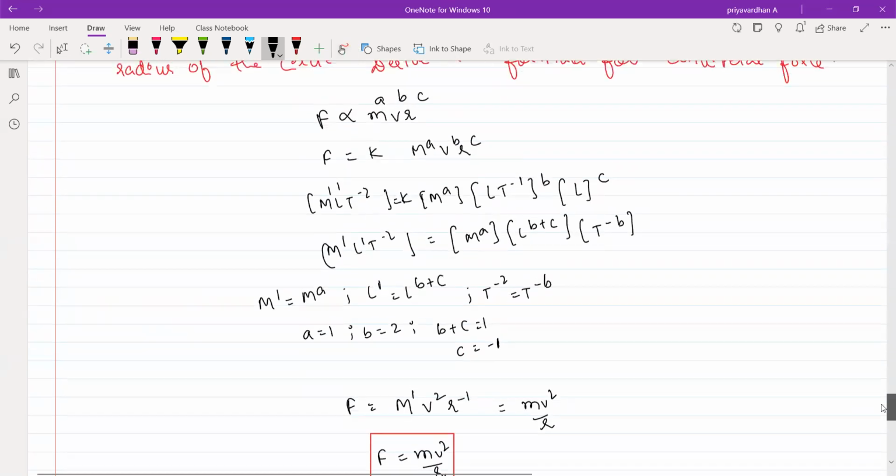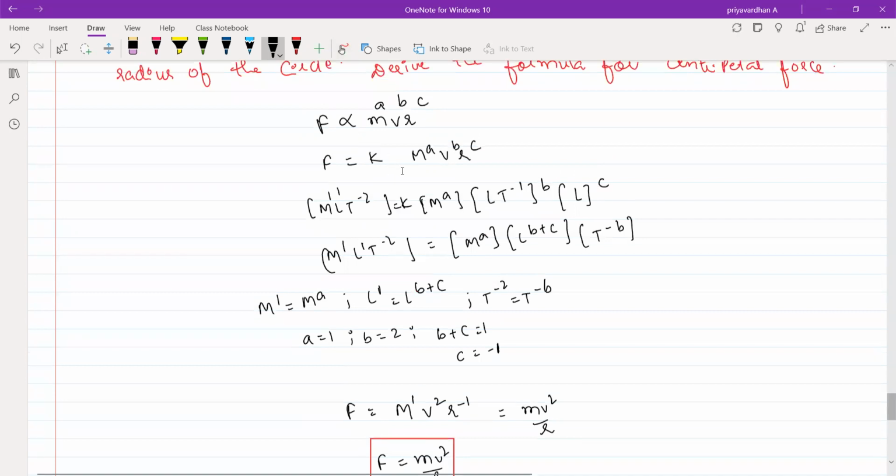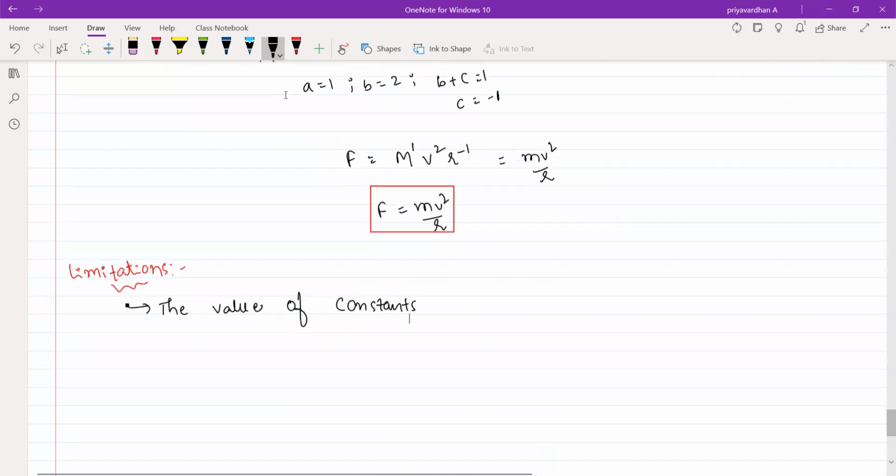See, while reducing the relation, this k value is there. I'm taking it as 1, but sometimes it will turn out to be 2 pi. Sometimes we'll take it as 6 pi. From experiment only, we can say that this constant equals this much. From the dimension formula, we can never say that. The value of the constants cannot be found.